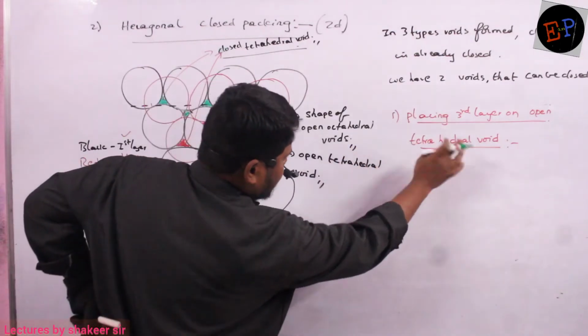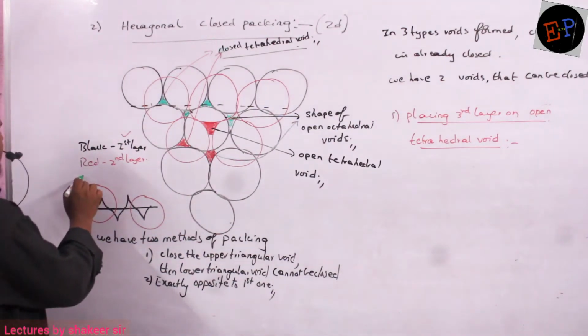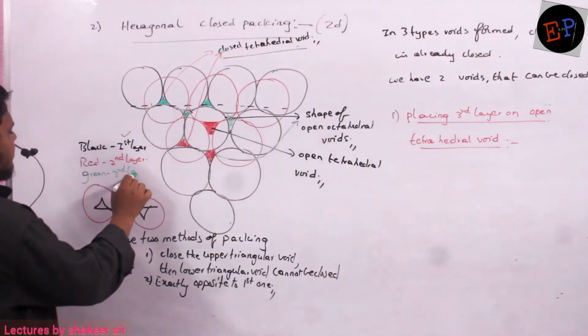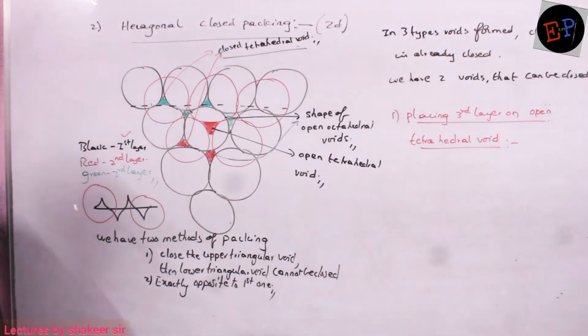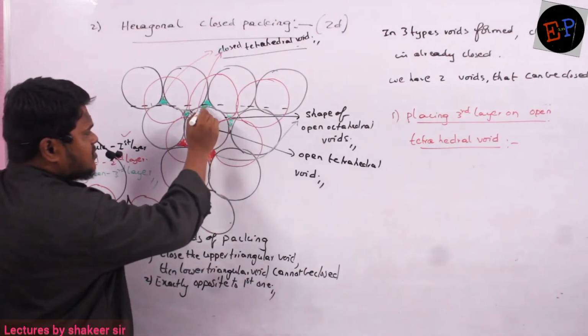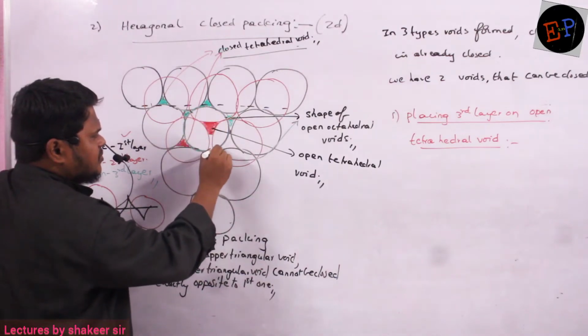Placing third layer on open tetrahedral void. Okay, ma? And the third layer I will represent by green color. Are you able to understand, ma? So if I want to close this void, this is the atom which I have to place.